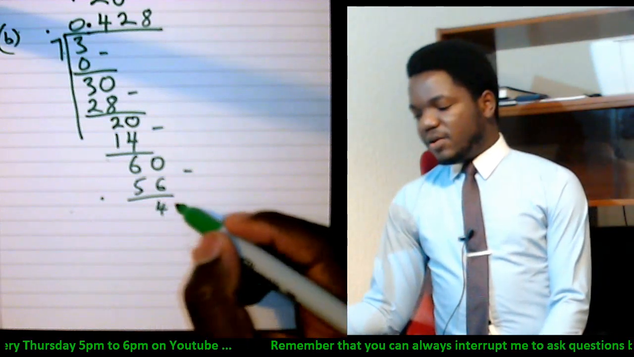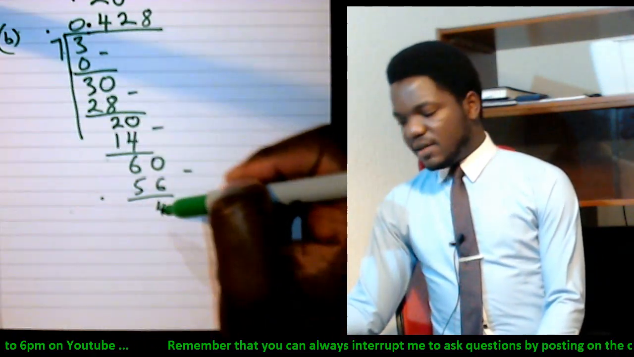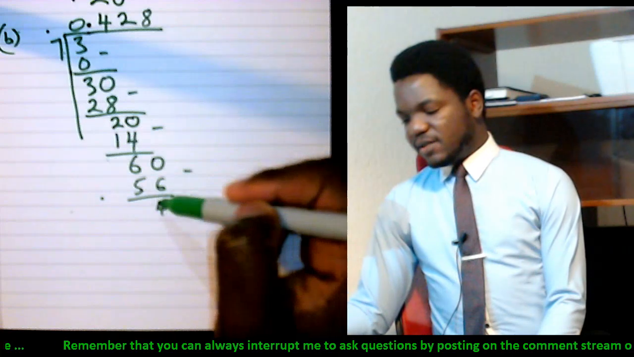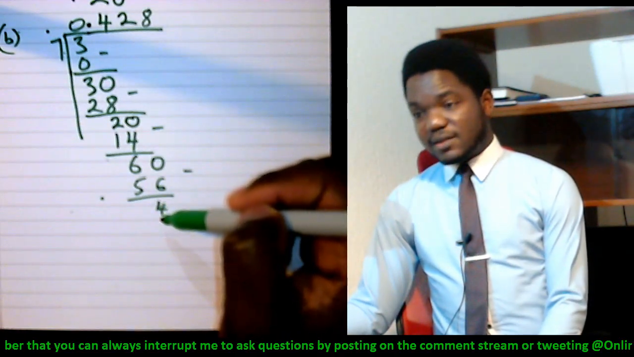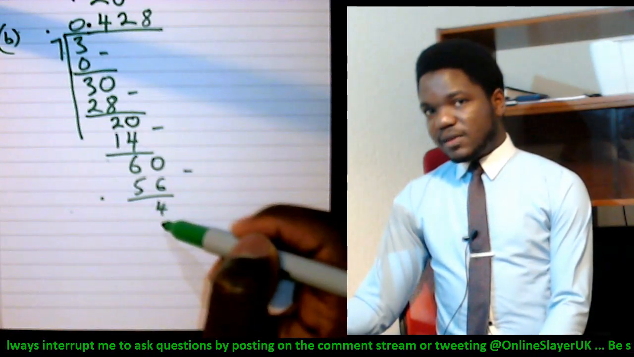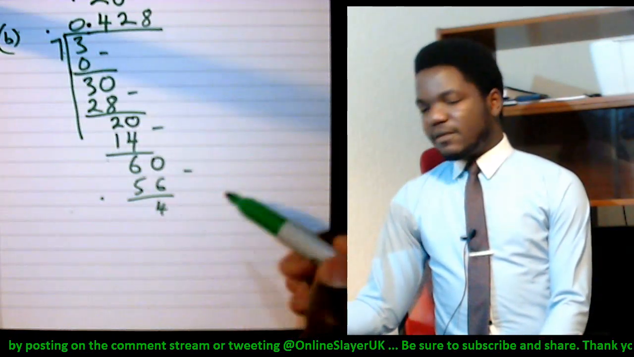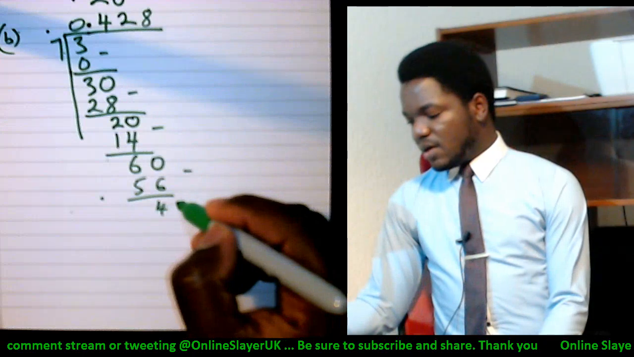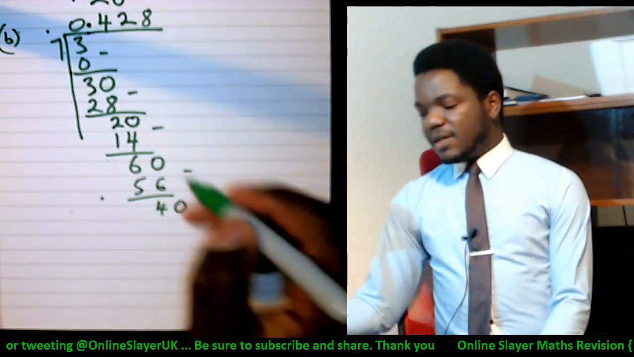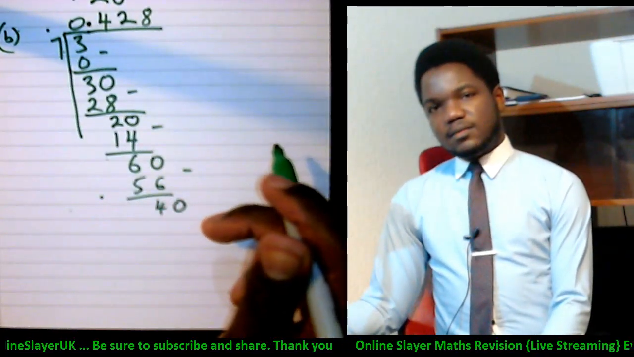If we had got 3 as the remainder or 2 as the remainder, then we know it's going to be a recurring answer. But no, we're getting something different. 4 as the remainder now. How many 7s do you have in 4? Well, because like I said, we can put a 0 there. How many 7s do you have in 40? 5.